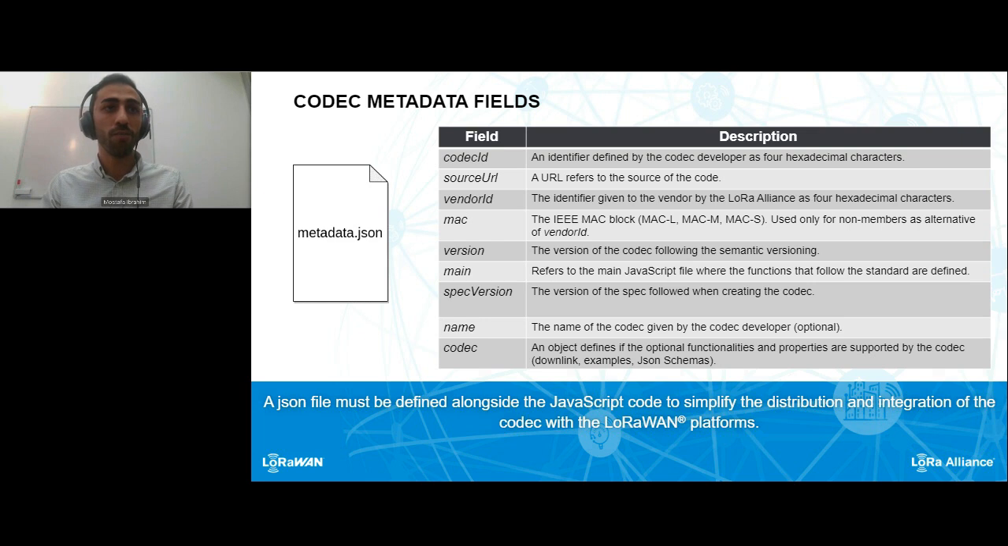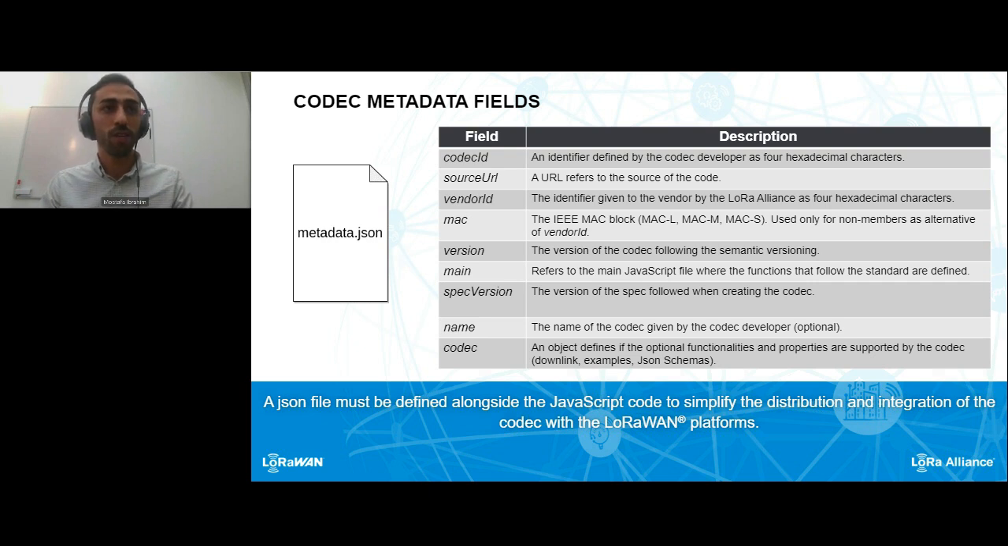The main property refers to the file that has the three main functions in the codec: decode uplink, decode downlink, and encode downlink. So it is just a reference to the name of the file that is delivered with this JSON file and that has the code.